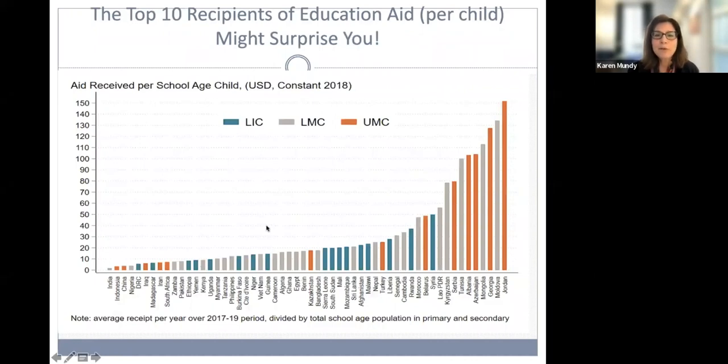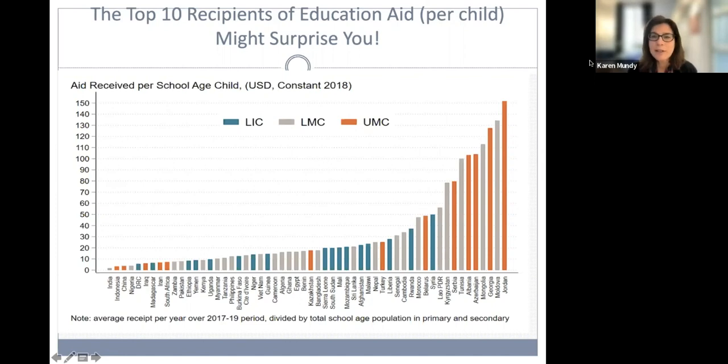Now, if you look at this table, even I was surprised when I was examining it. But if you ask yourself, what in the world order structures of national interest could be driving this? Is it need? Is it the level of gap in education, or what could be driving it? You'll see right away that this is a very interesting picture. Here, this is the average receipt per year divided by the total school age population at primary and secondary. And what you can see is that the really big recipients of high levels of aid per capita are actually lower middle income or upper middle income countries.